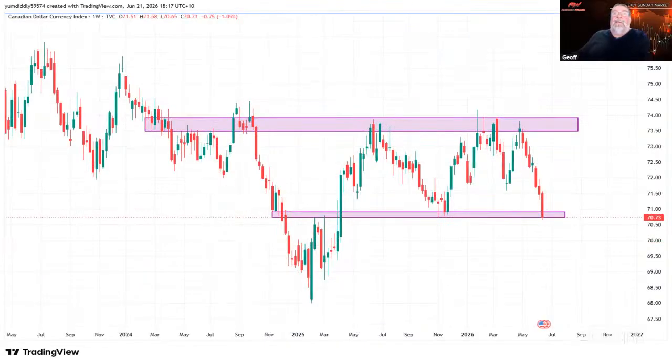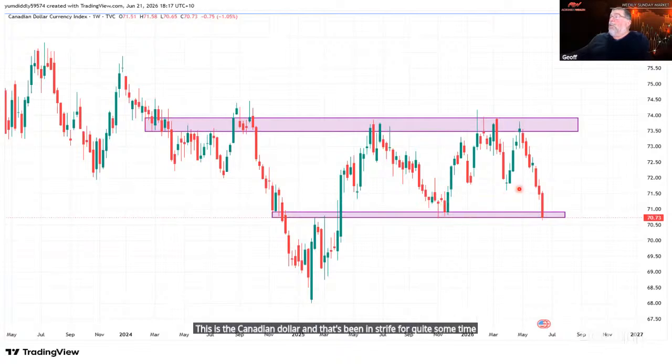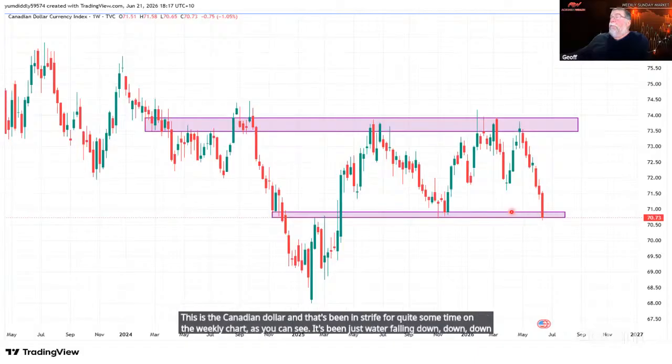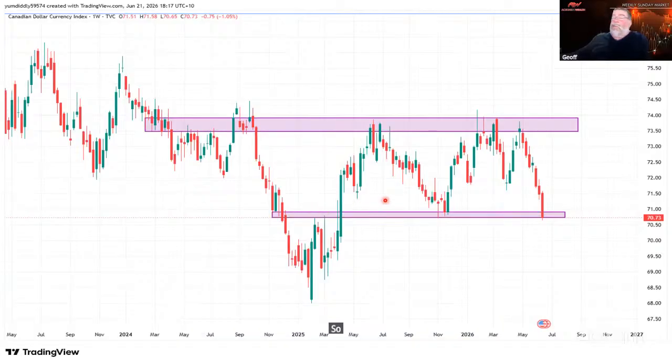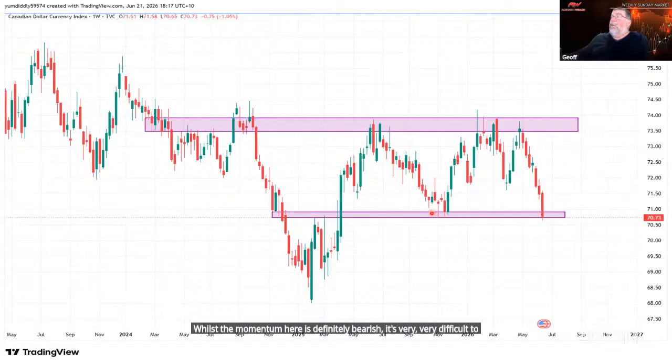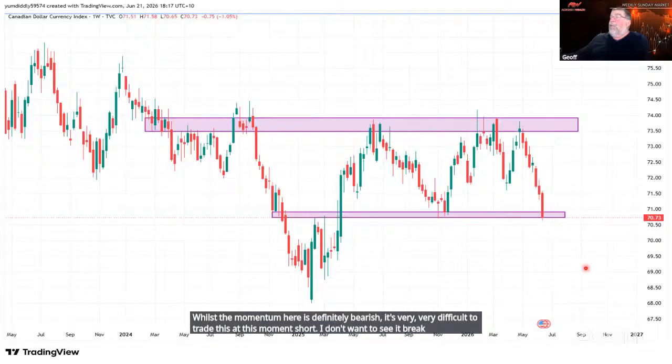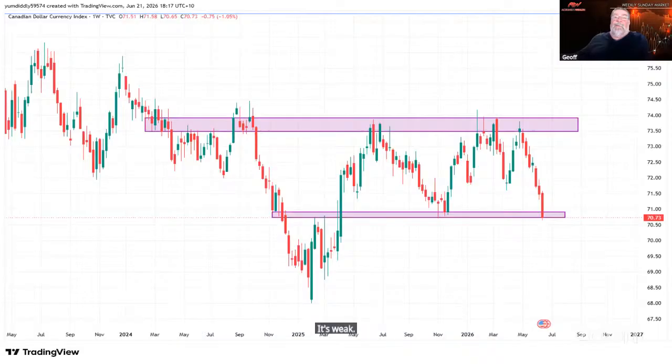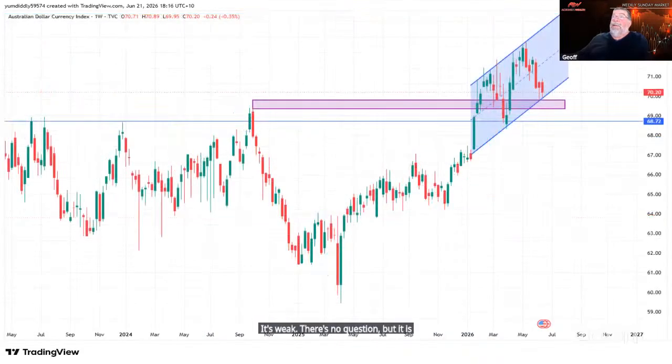This is the Canadian dollar, and that's been in strife for quite some time on the weekly chart, as you can see. It's been just waterfalling down, down, down, down, down. It is at a support level, however. So whilst the momentum here is definitely bearish, it's very, very difficult to trade this at this moment short. I want to see it break, maybe retest, and then go that way. So it's weak, there's no question, but it is at a support level.